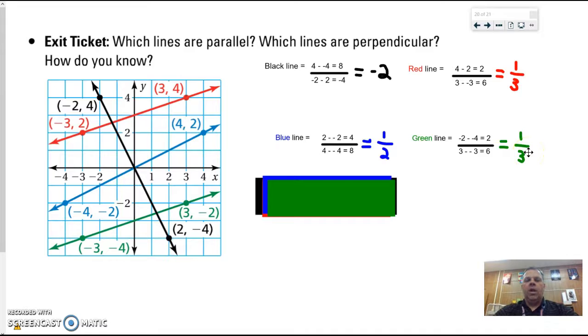I can already tell which ones are parallel because I have a red line of 1/3 and a green line of 1/3. Since those have the same slope, they are parallel, red with the green.